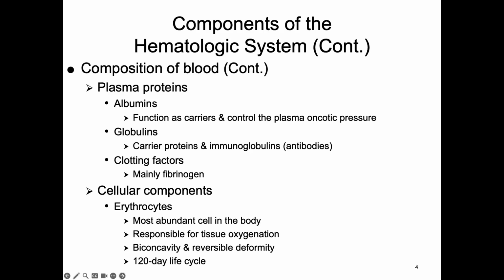The cellular components include the erythrocytes, which are the most abundant. They're basically bags of hemoglobin and an enzyme called carbonic anhydrase, and they're coated with a protein on the inside of the red blood cell called spectrin, okay, which helps to maintain the integrity of the red blood cell. They carry oxygen, all right?